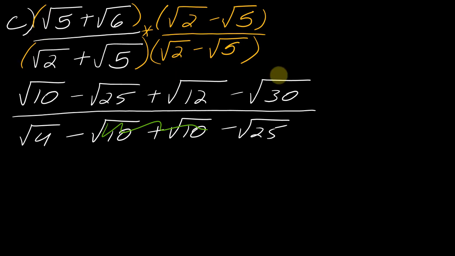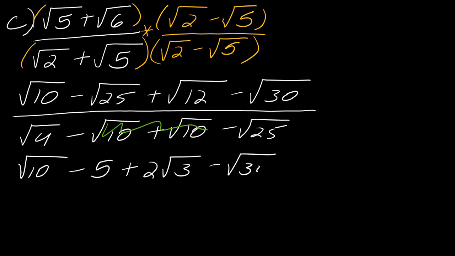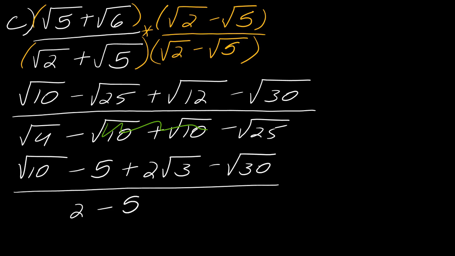And then in the top, so now there's some simplifying to do. So of course, square root of 25 we can simplify, square root of 12 we can simplify. So this will be the square root of 10 minus 5 plus 2 times the square root of 3 minus the square root of 30 over 2 minus 5. And I am running out of space here, so I'm just going to rewrite this 2 minus 5 as negative 3. And so that will be the final answer. Of course, you could break it up into other fractions if you needed to.